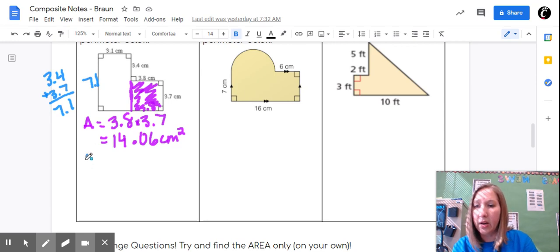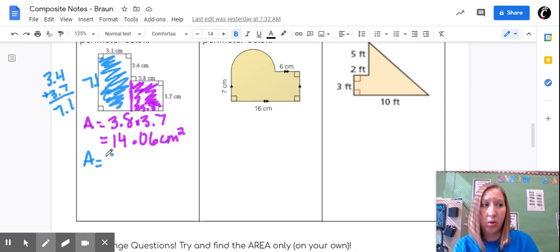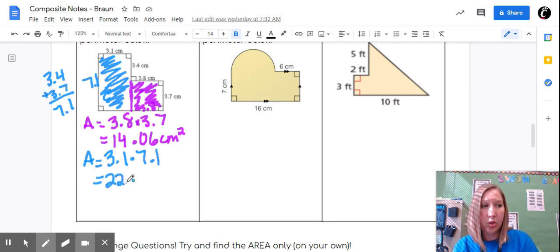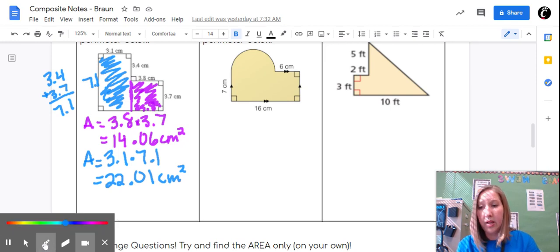Now I can find my area of this rectangle here by doing, again, length times width. So I'm going to do 3.1 times 7.1. And when I multiply 3.1 times 7.1, I'm going to get 22.01 centimeters squared.